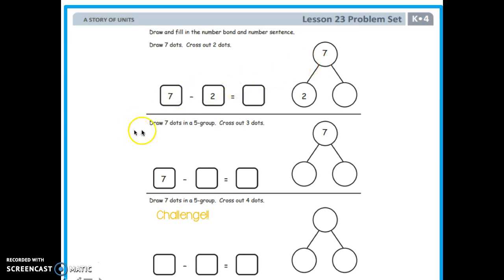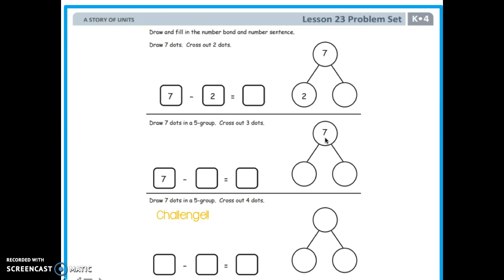Come down here now. Draw 7 dots. I'll wait while you draw 7 dots. You should be drawing 7 dots in a 5 group. Cross out 3 dots. Fill in the number sentence. 7, take away 3, equals the mystery number. And then come over here and fill in your number bond. What 2 numbers went together to make 7?